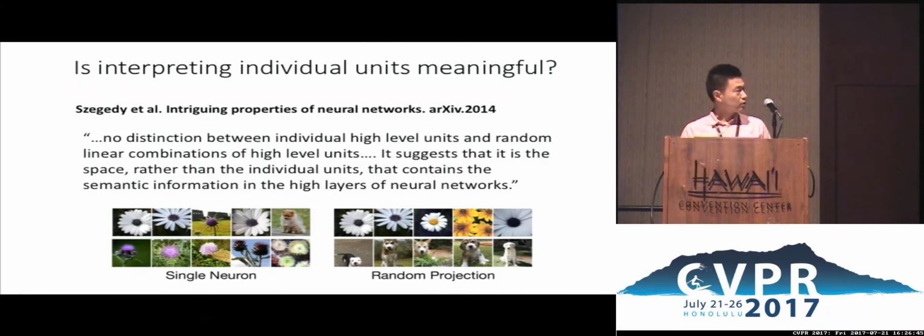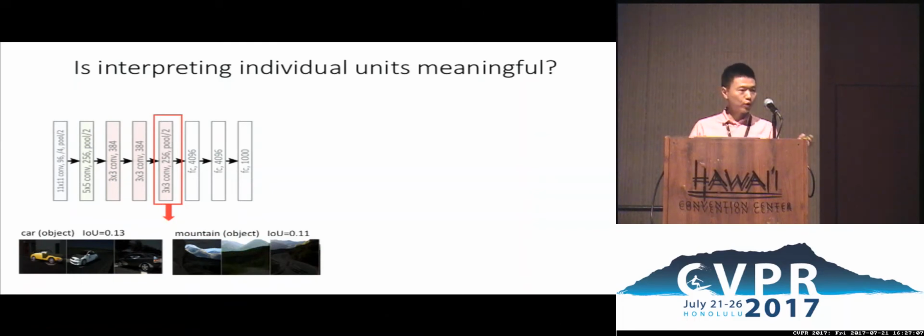They show those images on the left, and the single unit activation visualizations. It seems to detect some pattern. When you do random projection and randomly combine those unit activations, you can still get those nice visualizations. So we want to justify whether interpreting individual units is meaningful. Here, we already show that individual units are detecting those visual concepts. They are detecting reasonably well without any object supervision.